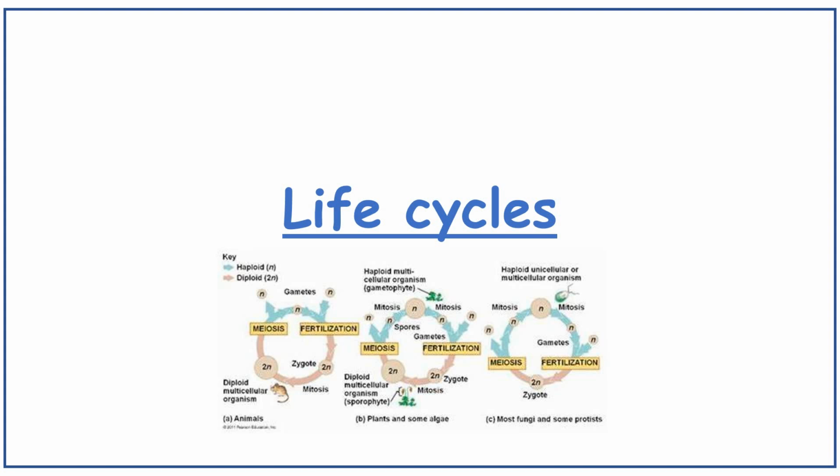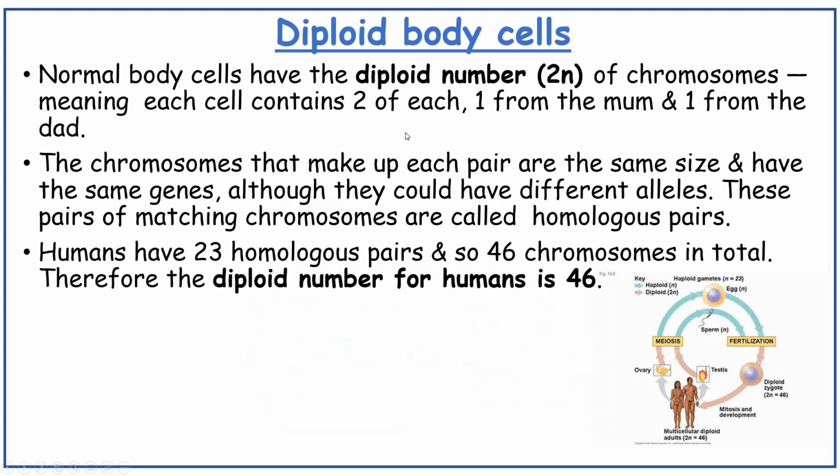Life cycles, AS biology. So diploid body cells are normal body cells. Normal body cells have the diploid number and they're known as 2N, which means that each cell contains 2 of each chromosome. So 1 from the mother and 1 from the father. So they're known as homologous chromosomes.